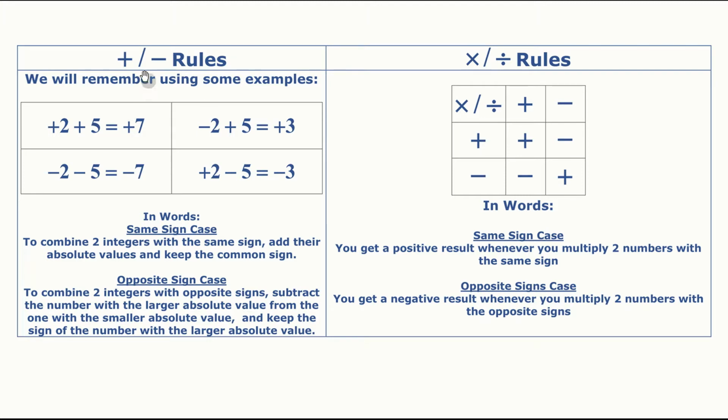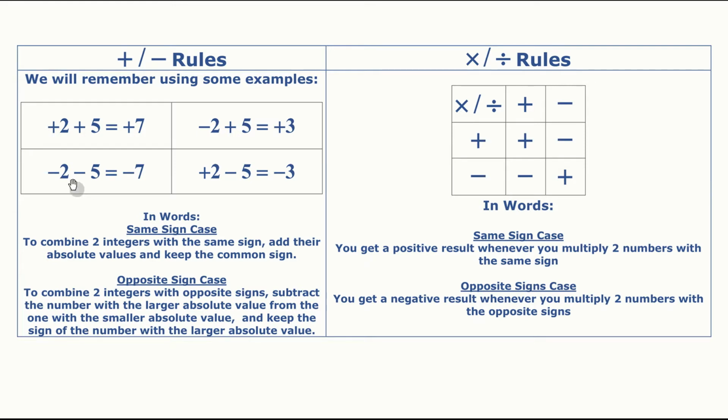The first set of rules we'll be looking at are the addition subtraction rules, and the best way to learn those is by looking at some examples. For example, we know that when we have two positive numbers or two negative numbers that are being combined, the outcome is going to be more of the same, right? So here it's going to be a more positive result, meaning a larger positive result. Here it's going to be a basically larger negative result.